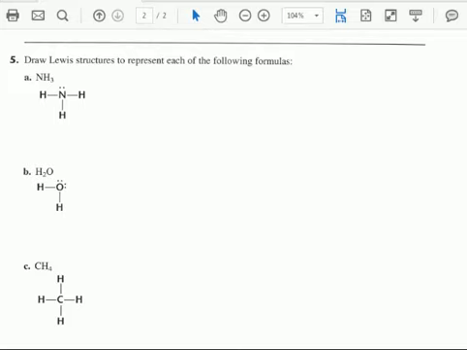Move on to C. We have CH4. This is methane. Now, carbon has 4 unpaired valence electrons. It's got 4 valence electrons because it's in main group 4. And so those are 4 unpaired valence electrons, meaning it can form 4 bonds. Well, we got 4 hydrogens to deal with. That makes it nice and easy. We simply form 1 bond with each hydrogen.